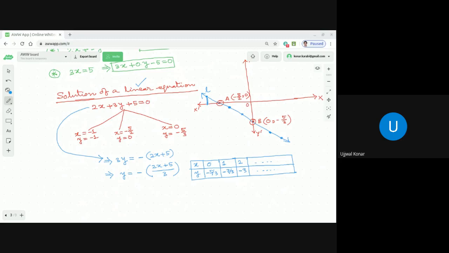So that is our next point of discussion, that is, the solution to a pair of linear equations.